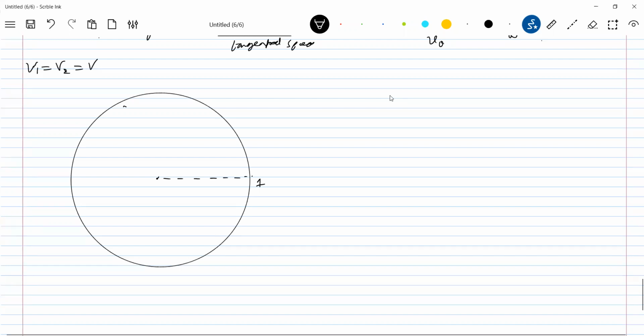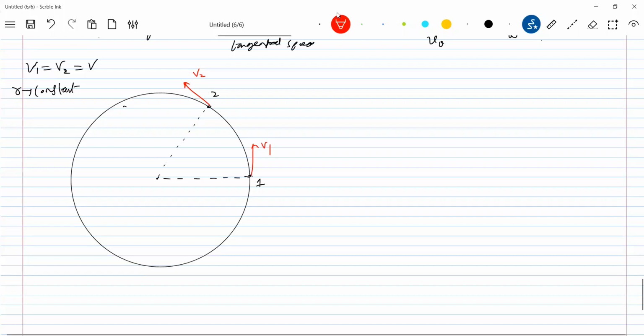Speed will be constant. The particle is at position 1. After some time, let it arrive here. So then what is the velocity here? It will be directed along the tangent. Velocity is a vector, so look, there's a change in direction.